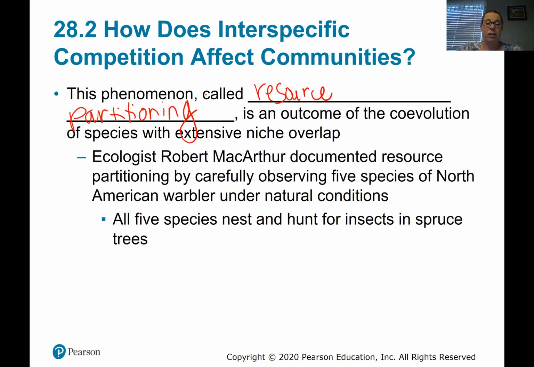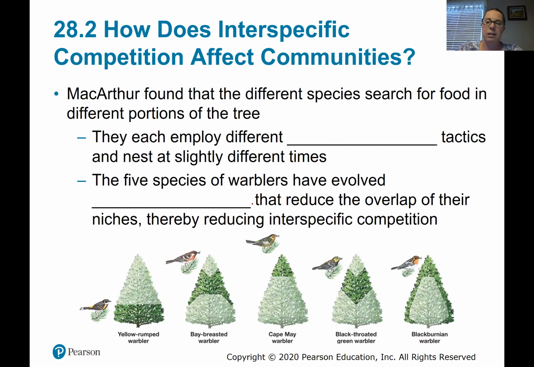And another ecologist, Robert MacArthur, looked at some birds called the North American warbler, looked at 5 different species of those and how they partitioned resources. This is a classic experiment here. He found that the 5 different species all live in the same area of the forest. They live in the same types of trees, but within the tree, they hunt and nest and spend their time in different parts of those trees.